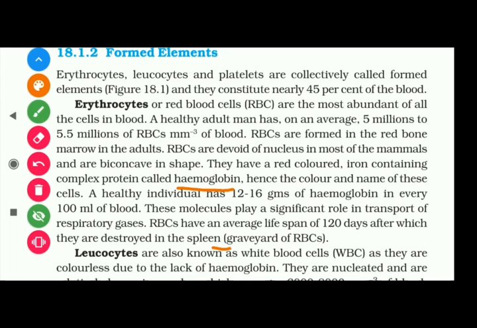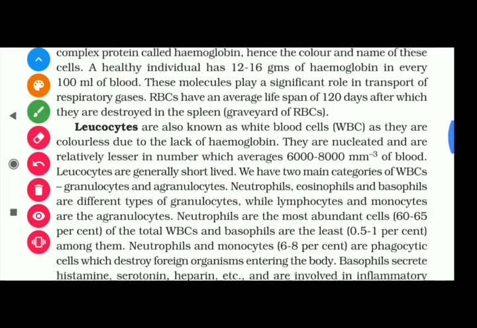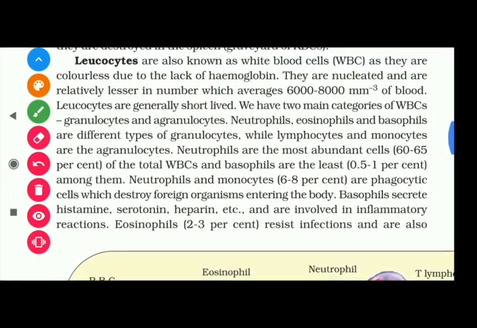And RBCs have an average lifespan of 120 days, after which they are destroyed in the spleen. RBCs का lifespan means total lifespan कितना होता है, 120 days, and after completion of these 120 days they get destroyed inside the spleen. They come in the spleen and get destroyed. Understand all of you? After this erythrocyte, we will learn about the leukocyte.